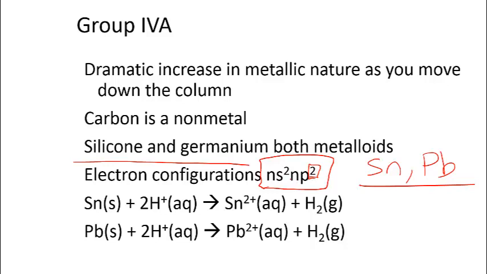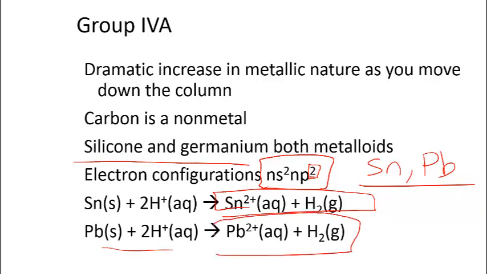The metallic elements in this group do not react with water, but they will react with acid. For instance, tin will combine with an acid, and then it will dissolve, form an electrolyte, and then hydrogen gas is released. Likewise, lead will also react with an acid. It will dissolve into the water, go into aqueous solution, and then hydrogen gas is also released.